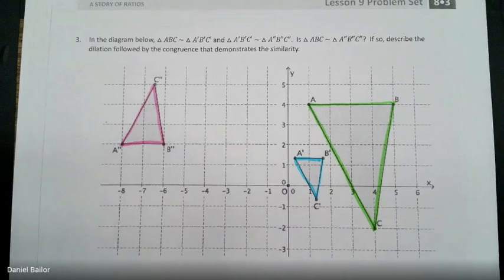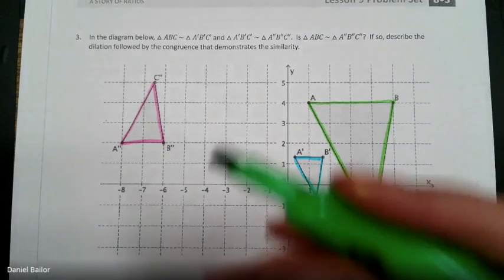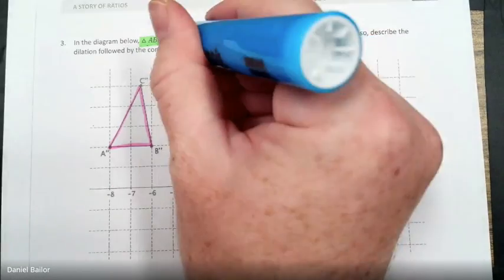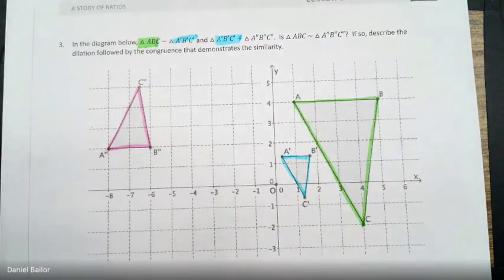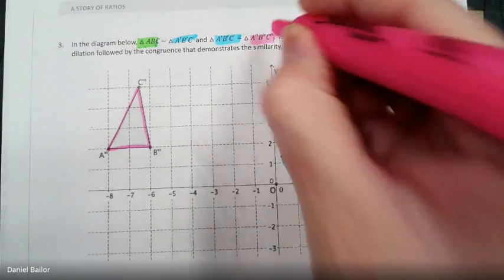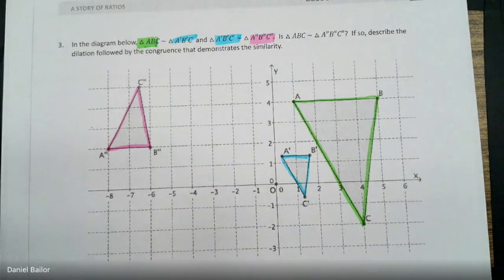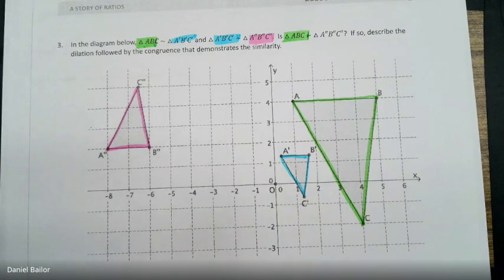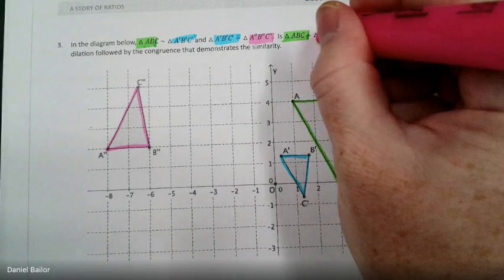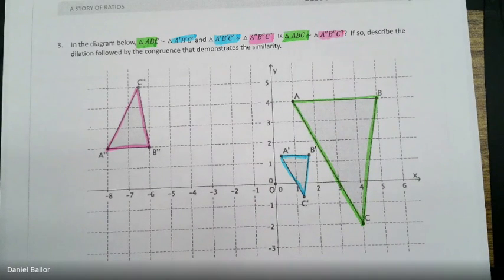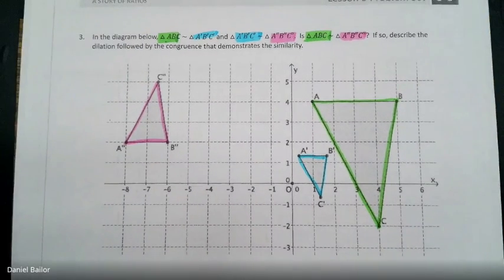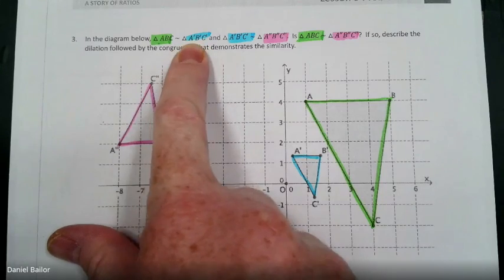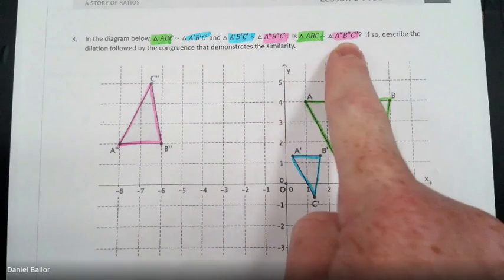So it's saying right here that green is similar to blue, and blue is similar to pink. And it's asking, is green similar to pink? So this is asking you to prove the transitive property of similarity. Prove the transitive property. So green and blue are similar, blue and pink are similar, prove green and pink. So that's what you need to do.